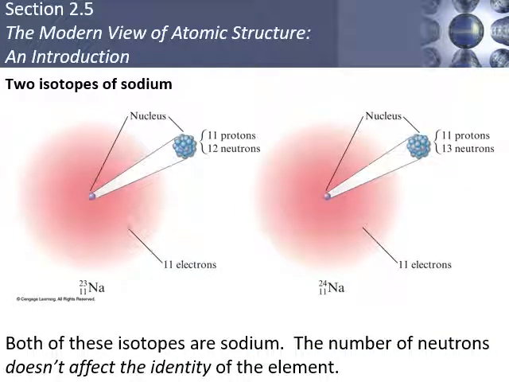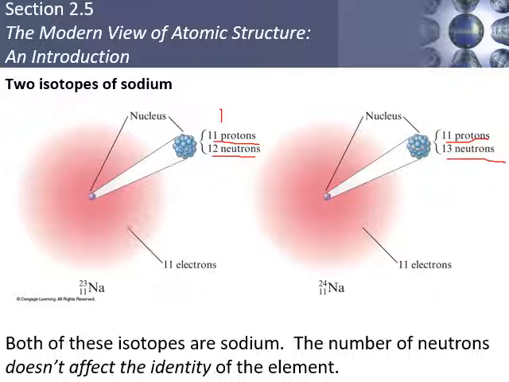So here are 2 isotopes of sodium. Sodium is determined by the fact that there are 11 protons. If you look at the chart, you'll see that its atomic number is 11. But it can have different numbers of neutrons. For example, here on the left, this sodium has 12 neutrons, and on the right, the sodium has 13 neutrons. Both of them are the same thing. They're both sodium because of the 11 protons here.